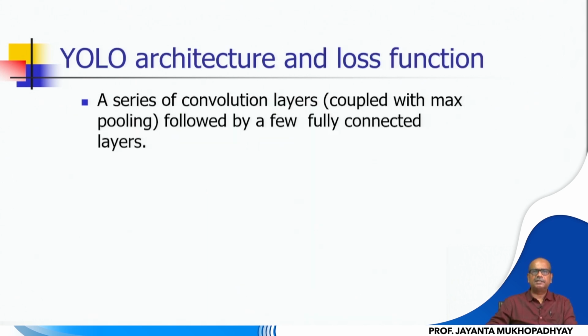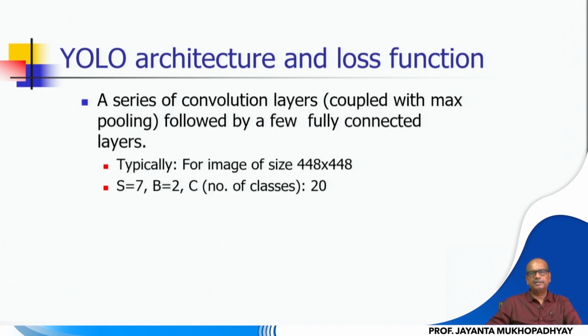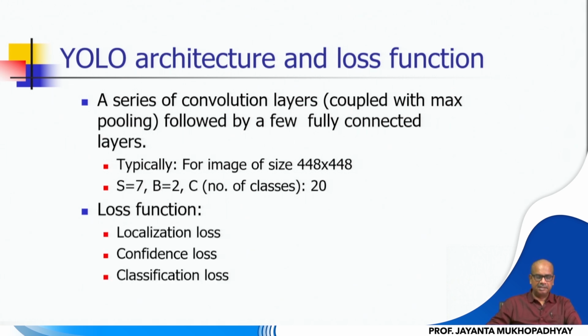So its implementation is again simply a series of convolution layers coupled with some max pooling and followed by a few fully connected layers. So typically, for example, for an image size of 448 cross 448, the value of S is 7, which means the grid is 7 cross 7. The number of bounding boxes, indicated by parameter B, is 2, and C, the number of classes, is 20.